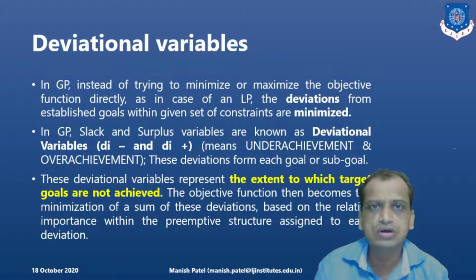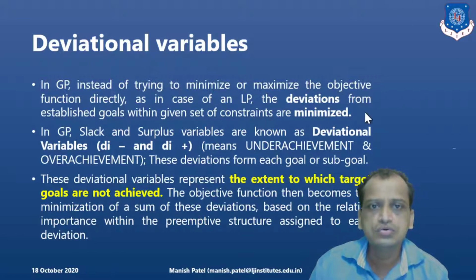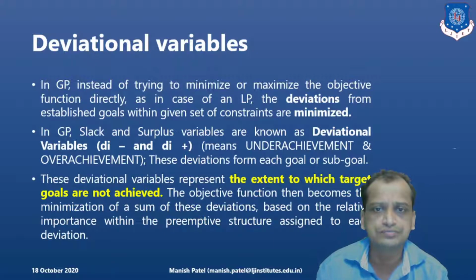Now let's introduce a concept called deviational variables. These are frequently used in goal programming problems. These two variables are introduced in goal programming modeling, right? These are the deviations the company wants to minimize. They are the overachievement or the underachievement for the company. So di minus is the underachievement, and di plus is the overachievement. And definitely the company will minimize these deviations as the objective function.